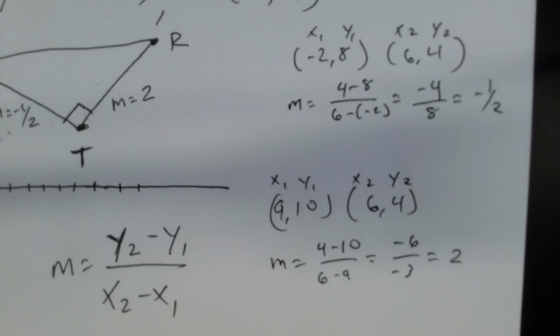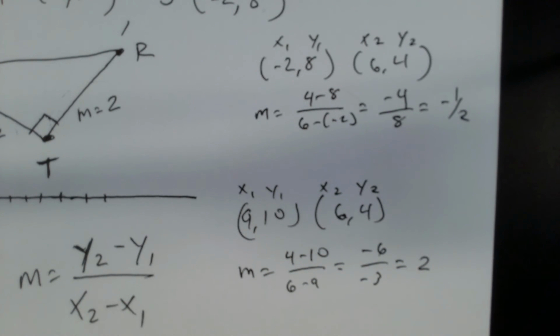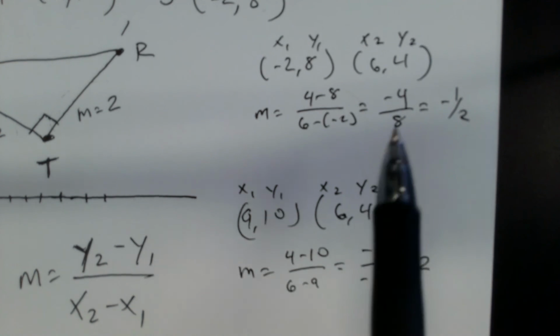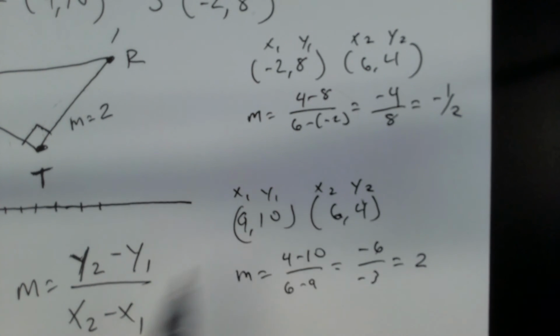Wait, it's y minus y, right? y2 minus y1 over x2 minus x1. Okay, it doesn't matter. I always do y. You just have to make sure that if this is your 2's, you keep it the same, keep the 2's the same.